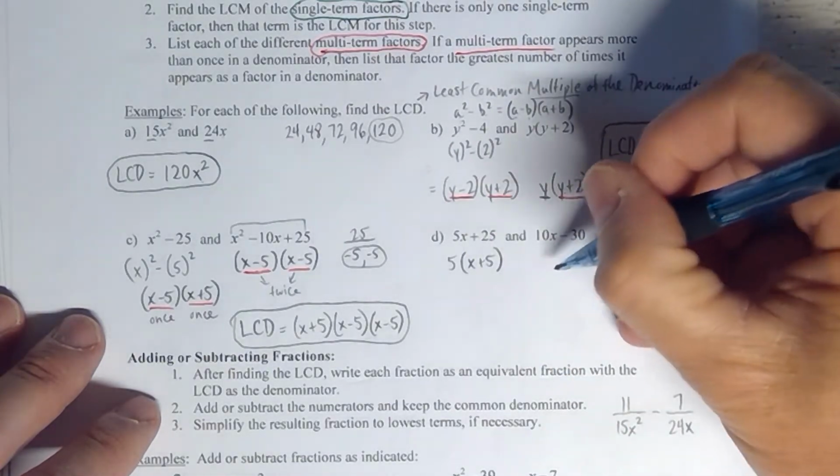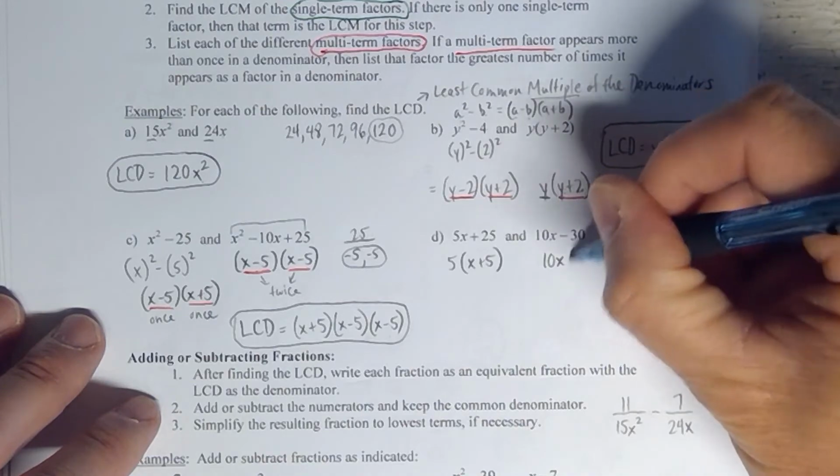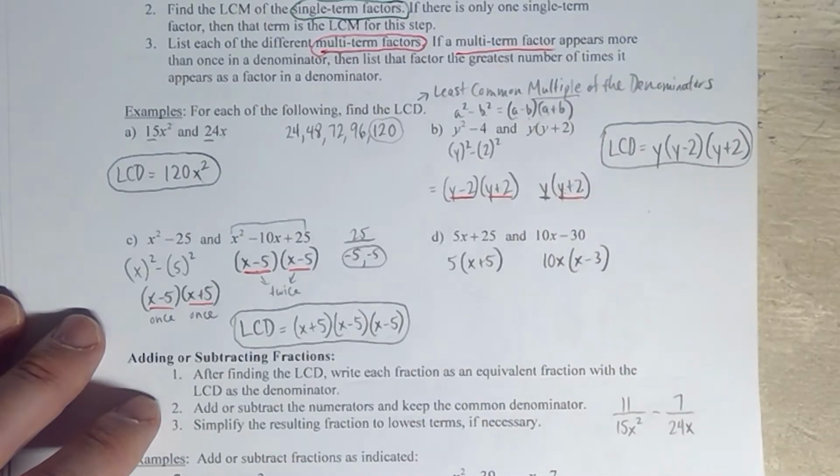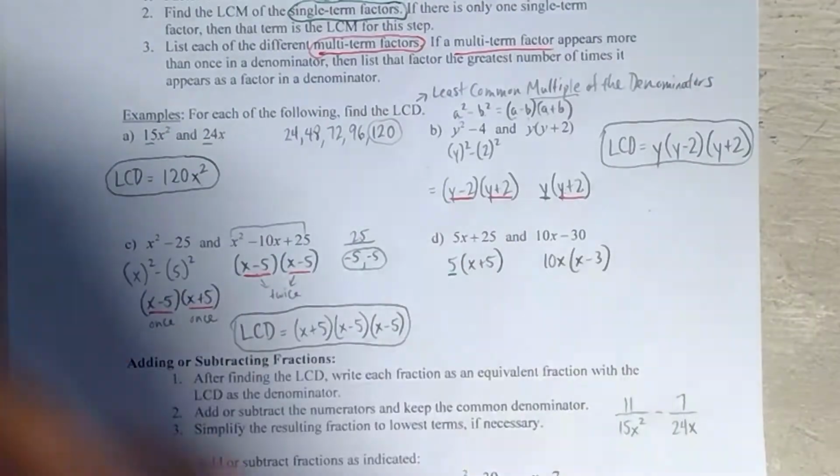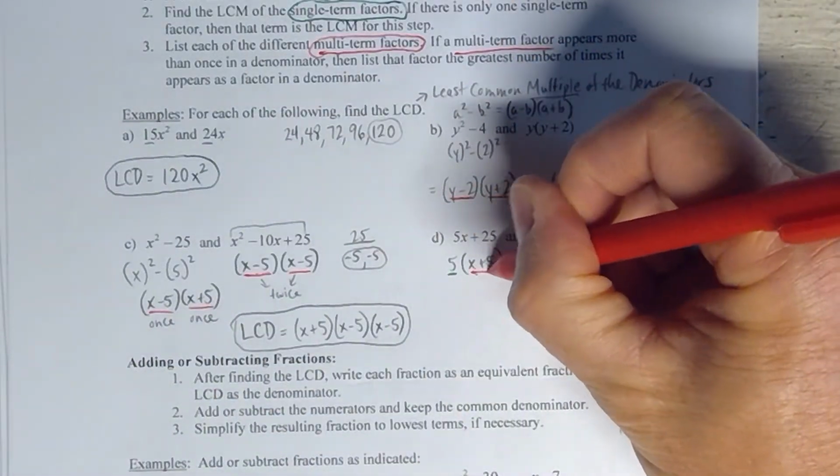Factoring out the GCF, we get that. Factoring out the GCF here, we get this. Okay. Remember, when you have a GCF times a bracket, it's going to be a green one and a red one.